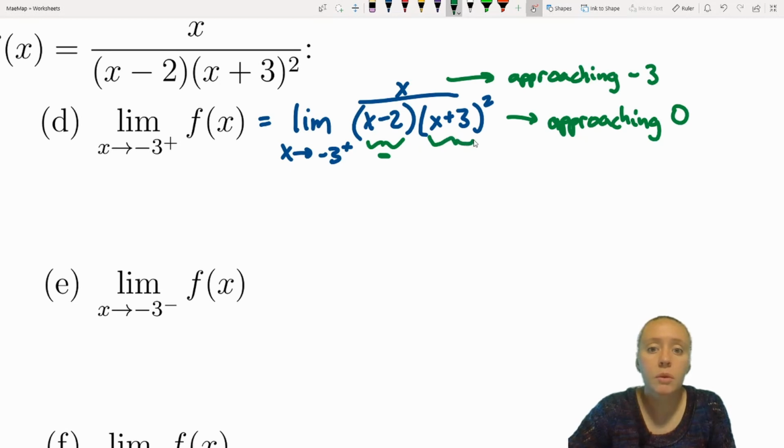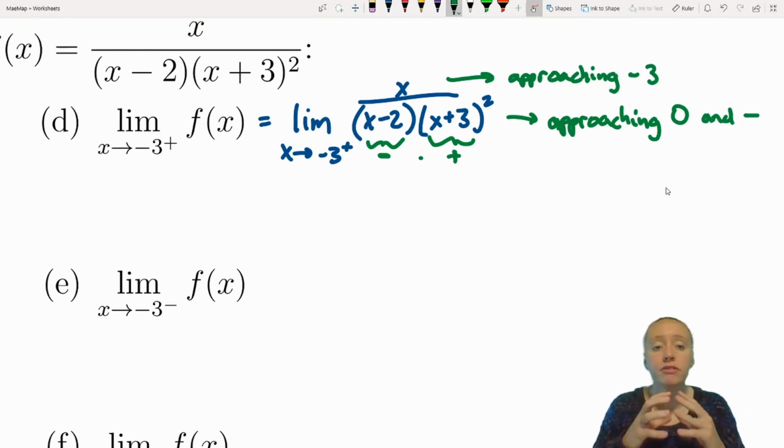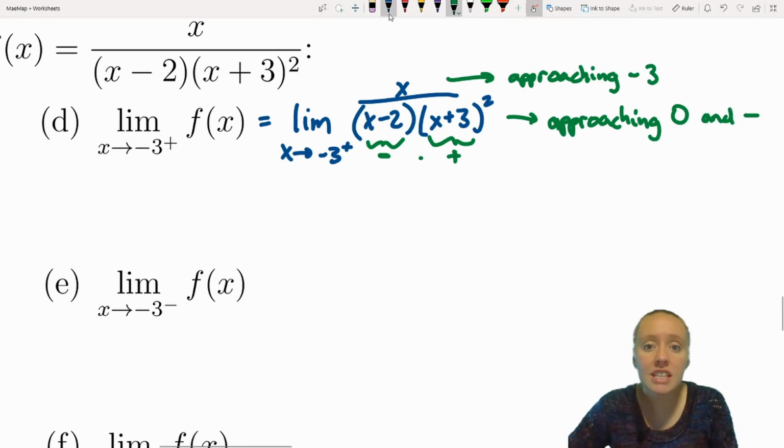And this factor, well, think about it. As we approach -3, we're approaching 0 here, but we're always squaring it. So this is always going to be approaching 0 from positive numbers. So if we have a negative times a positive in our denominator, that's going to be approaching 0, and it's negative. So we have a negative constant over a denominator that's approaching 0 and is also negative. That fraction is going to get extremely large, and it's going to be positive because a negative over a negative is a positive. So this limit is going to be equal to positive infinity.